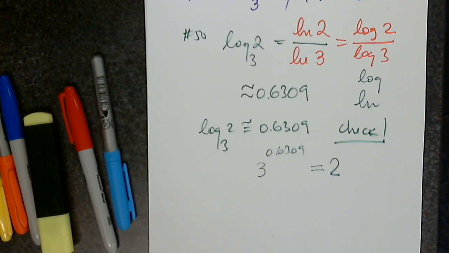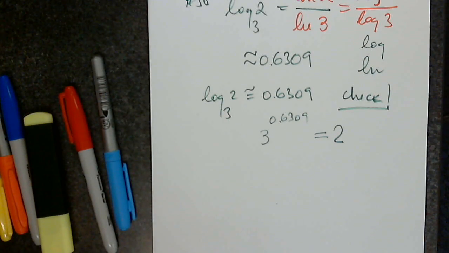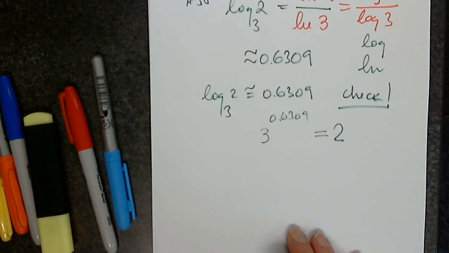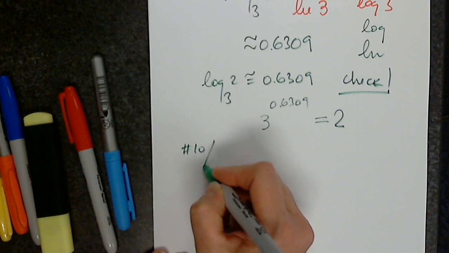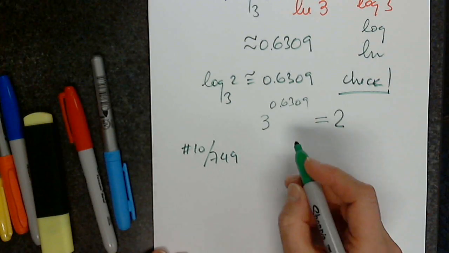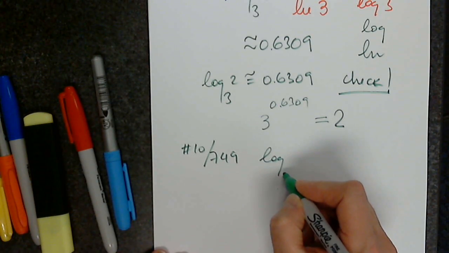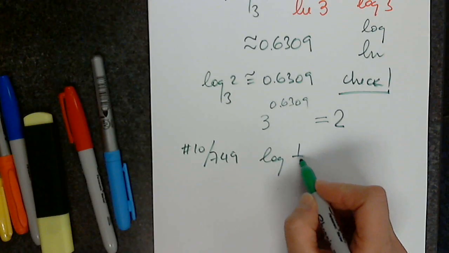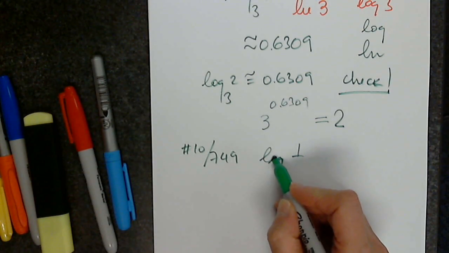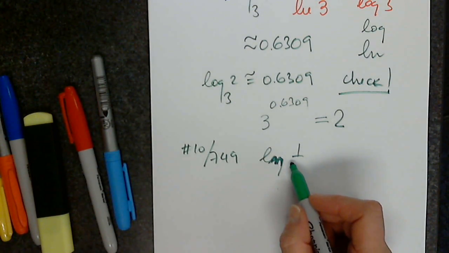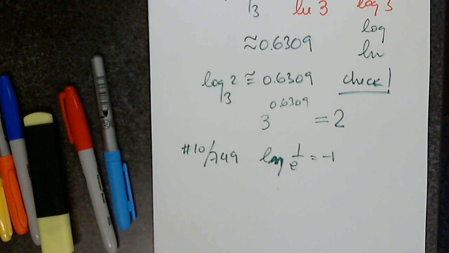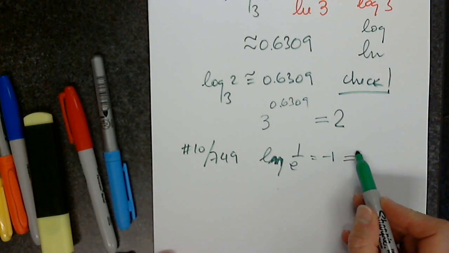Okay, so we can now go backwards to section 12.5, in which we are asked to solve some equations and change an exponential equation into a log, or a log into an exponential. So problem 10 on page 749. Natural log of 1 over e equals -1. They want us to change this into an exponential equation.